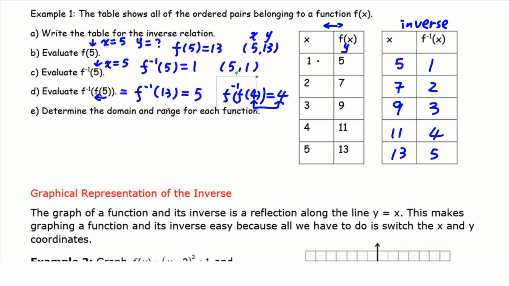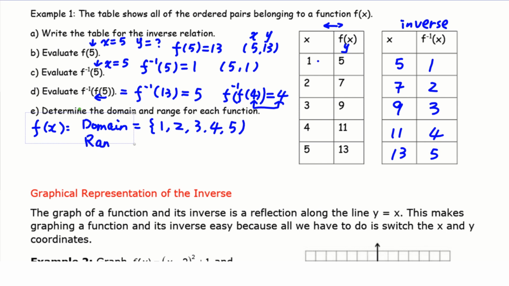For the domain and the range, for the first one we have only 5 points. For the function f at x, the domain is the valid x inputs. So we have only 5 points, and we just list all those values of x input. And for the range, we only have 5 points, so we list all the y values for the function f at x.